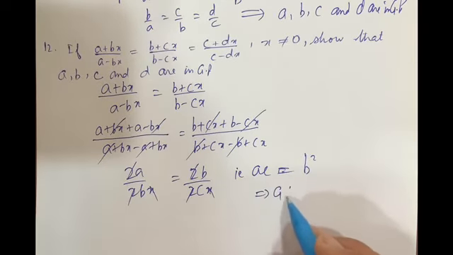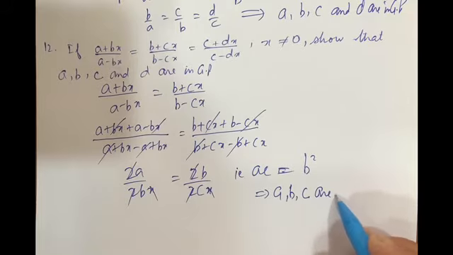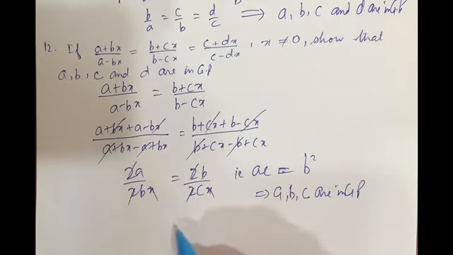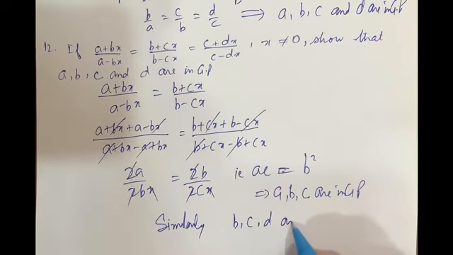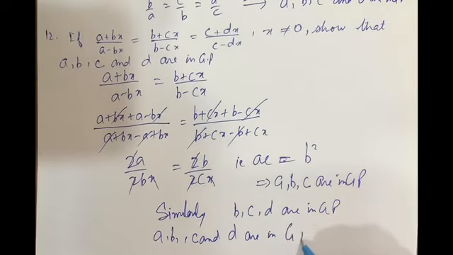A into c is equal to b square. This means a, b and c are in GP. So this is from 1 equal to 2. Similarly, if we equate 2 equal to 3 and apply componendo dividendo, we will get b, c and d are also in GP. And from these two, we can say a, b, c, d are in GP.